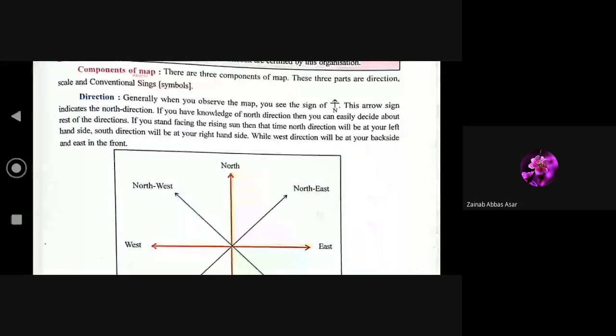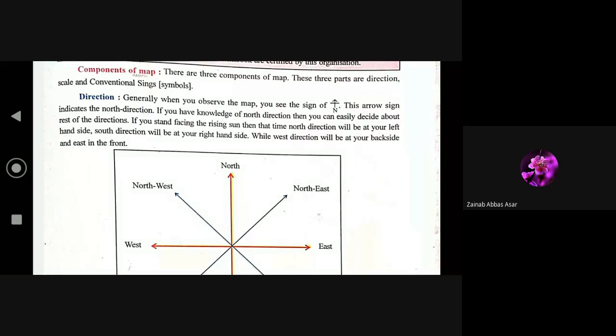the north direction will be in the right, no, in front. फ्रंट में तो हमेशा ईस्ट ही होगी क्योंकि सन राइजेस इन द ईस्ट एंड सेट्स इन द वेस्ट. अंडरस्टूड बेटा? Zainab, where are you confused?